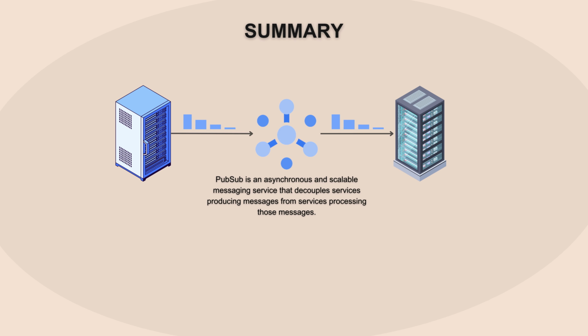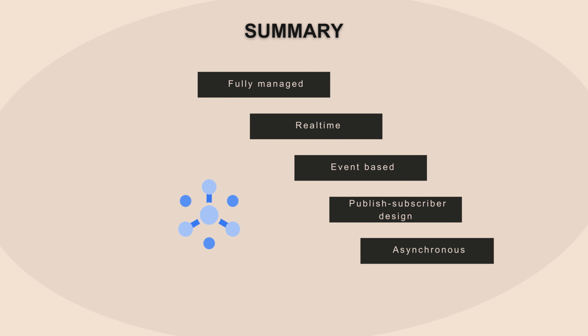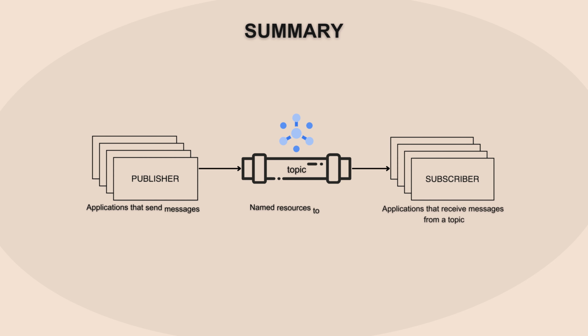GCP PubSub is a powerful, fully managed messaging service that simplifies the process of real-time data ingestion and event distribution. With its scalable, reliable, and secure messaging capabilities, PubSub enables seamless communication between services and applications.